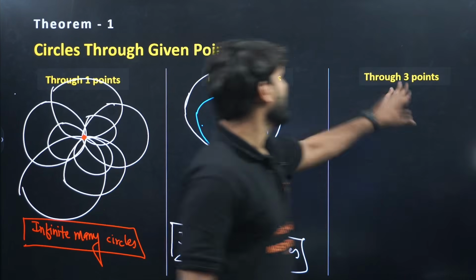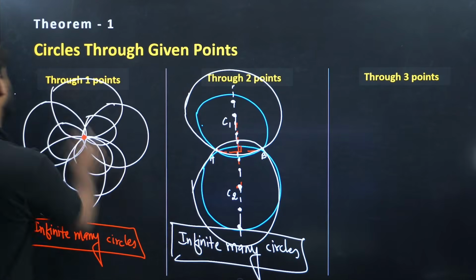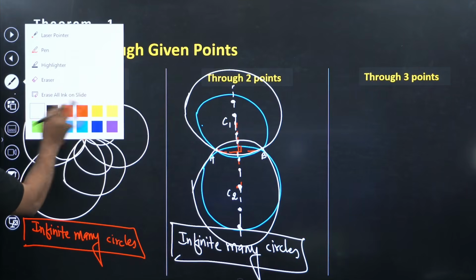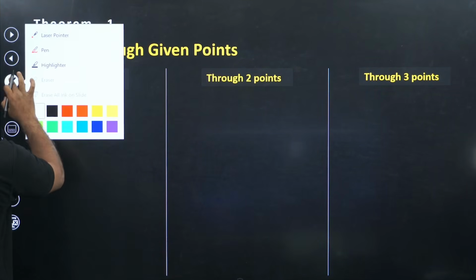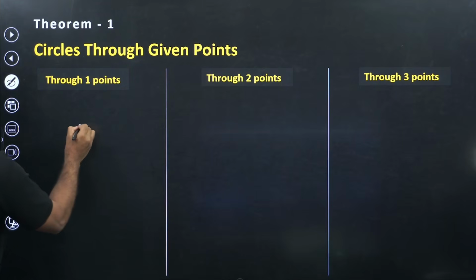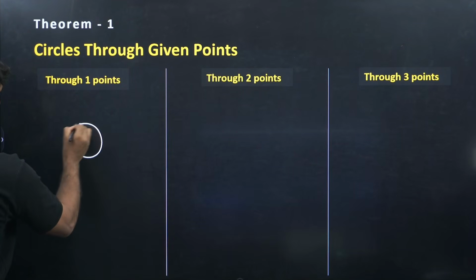Okay, moving ahead. Now from 3 points. So these 3 points are non-collinear. Please make sure to mention that there. Oh my God, by mistake it has erased. So from 1 point, how many circles?